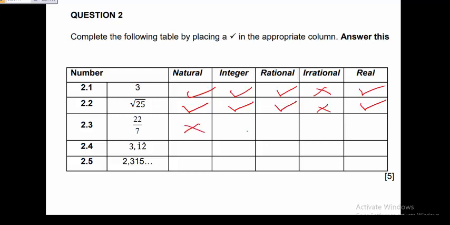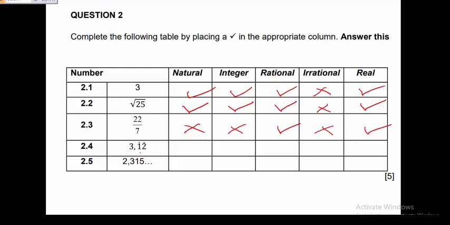So it's not a natural number. Natural numbers don't have decimals. And then it's not an integer again. It's a rational number. It cannot be an irrational number because it's a rational number. It's a real number too.